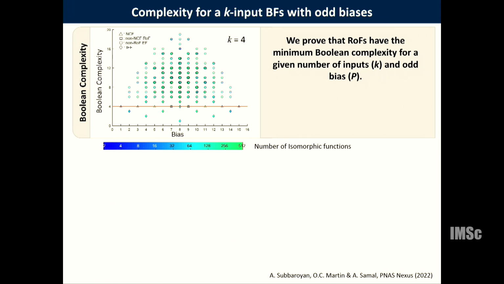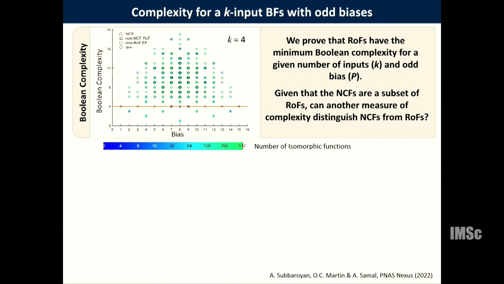It's very simple, because look at the definition of a ROF. It's a function where each variable appears only once in the minimal expression. If an input is effective, each variable has to appear once. So by definition, ROF is the class of functions which minimizes Boolean complexity, and NCF is a subset of it. So the simple explanation for the enrichment of ROFs and NCFs is that they minimize this notion of complexity, which is Boolean complexity. Is that clear?